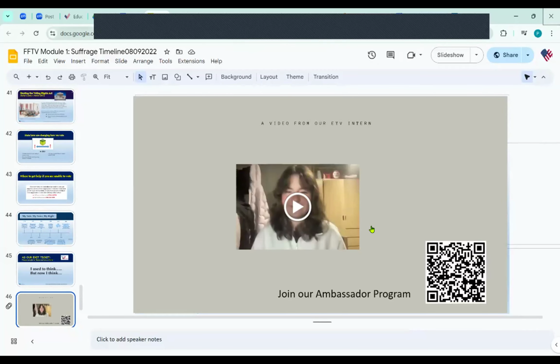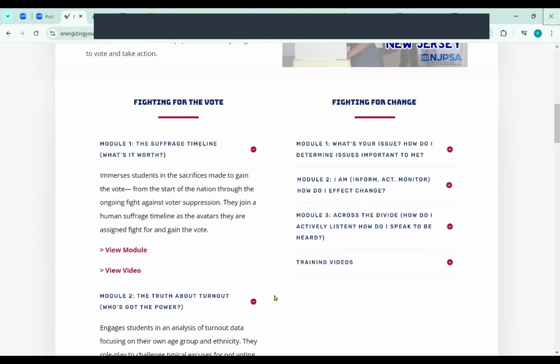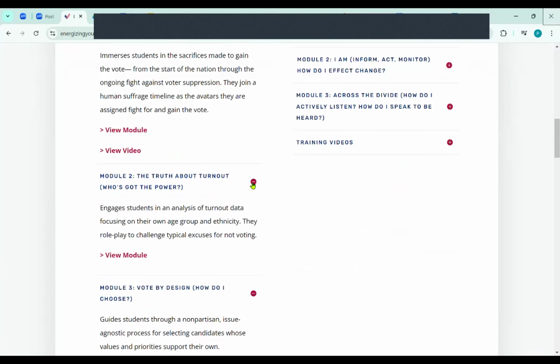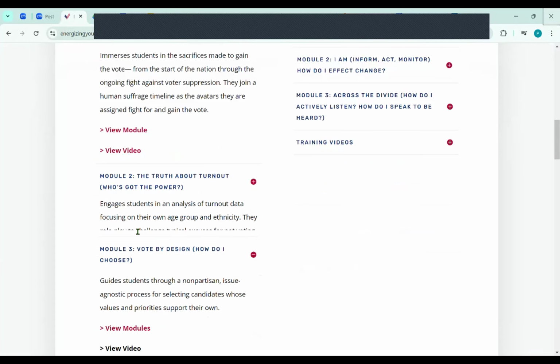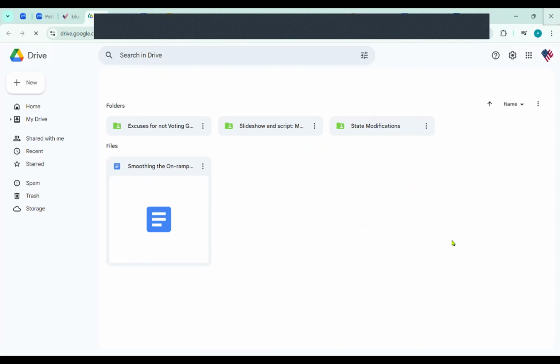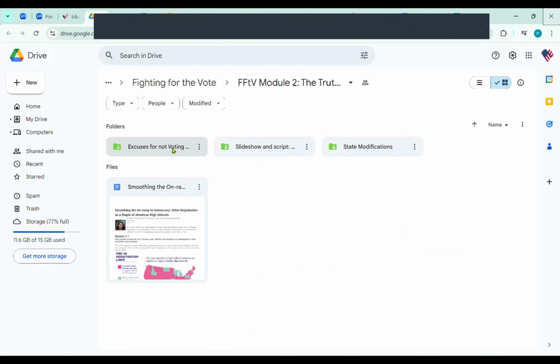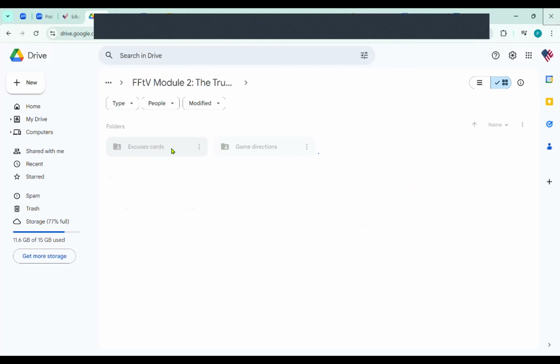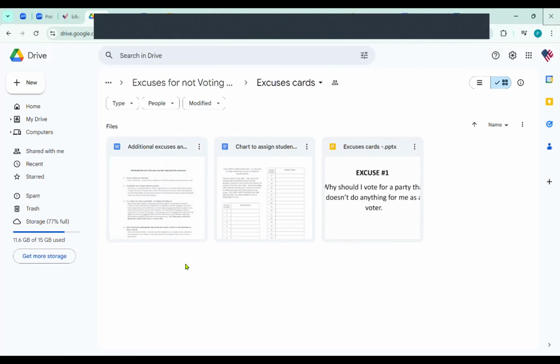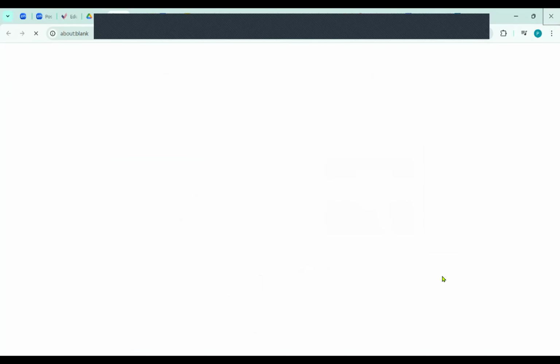And we can go back to the website again. All right, so I'm going to go back to the website, and this time we're going to talk about the truth about turnout. So this is a really logical follow-up to what we just did. There is a game at the end of it, and you can see that there are excuses for not voting here. The game directions are here, and there are excuses cards. These are the excuses cards.